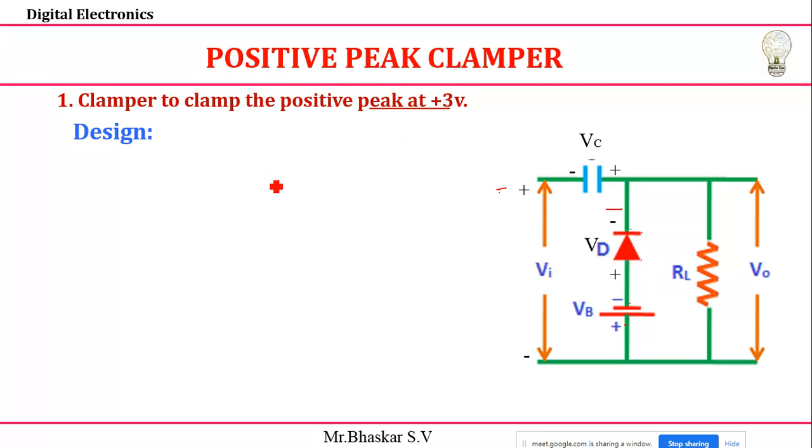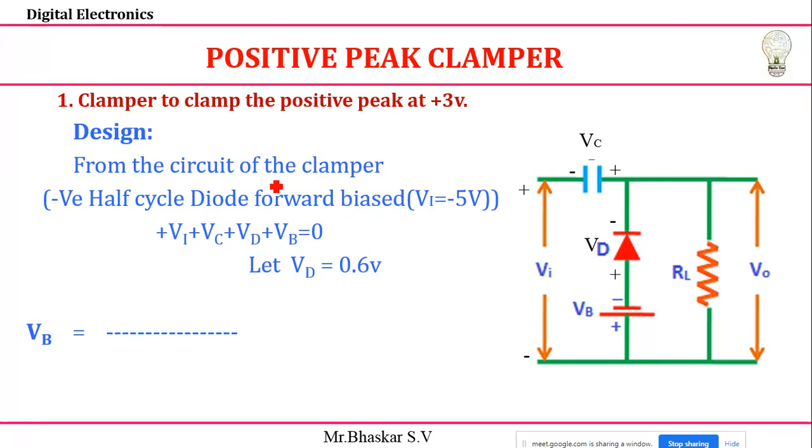Then I'll take one condition from the clamper circuit: during the negative half cycle the diode is forward biased. If it is forward biased, this diode acts as a short circuit, and for explanation purposes I am going to take this diode as a silicon diode, the same diode I took for the clipper circuit. The same silicon diode I'm going to use, and it has a diode voltage. The diode voltage here I'm going to assume is 0.6 volts.